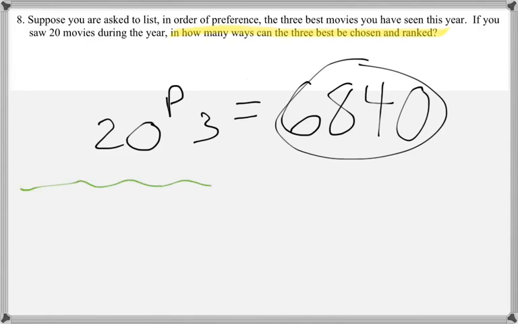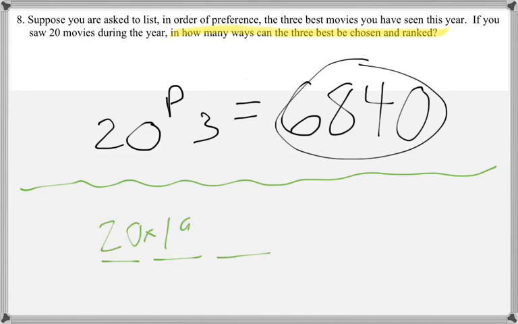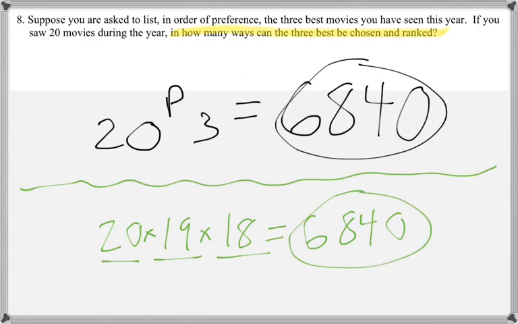Now, because it's a permutation, you could solve it the other way, but you don't have to. Meaning you could take 20 times 19 times 18, and you would get the same thing. Again, you can only do that for permutations.